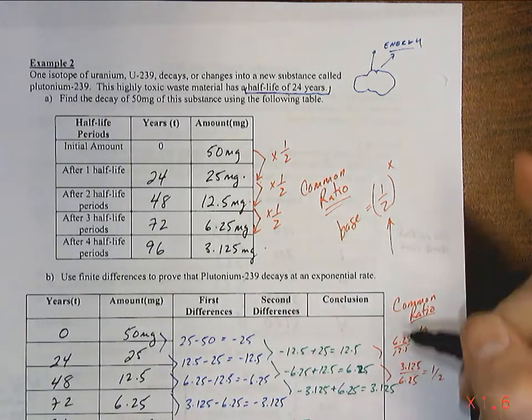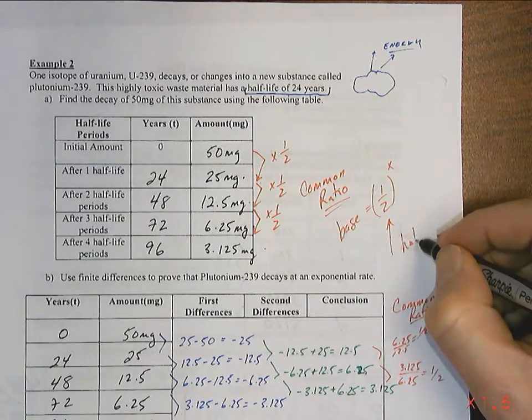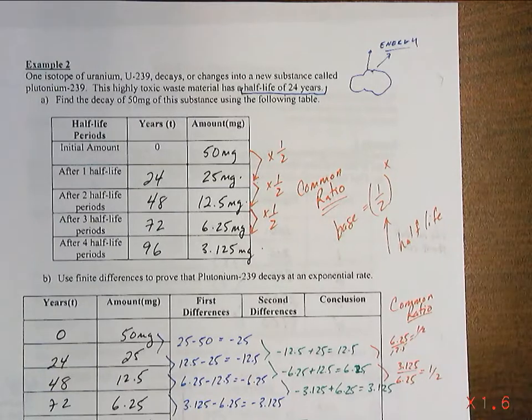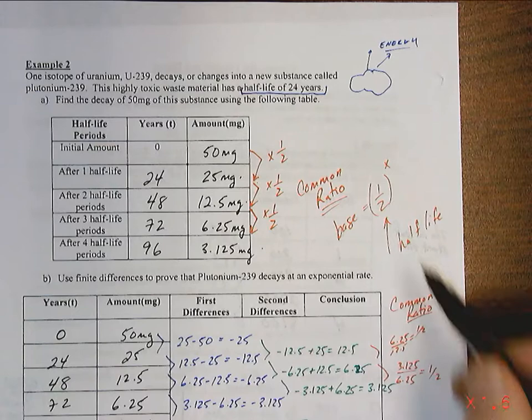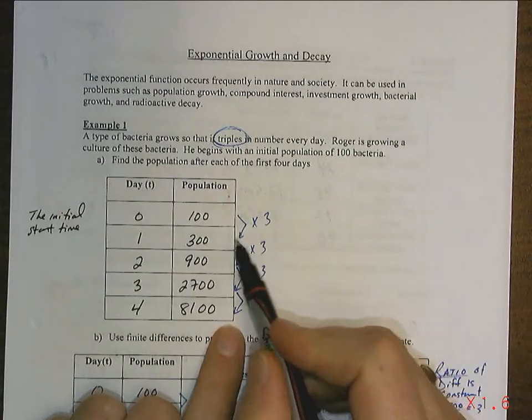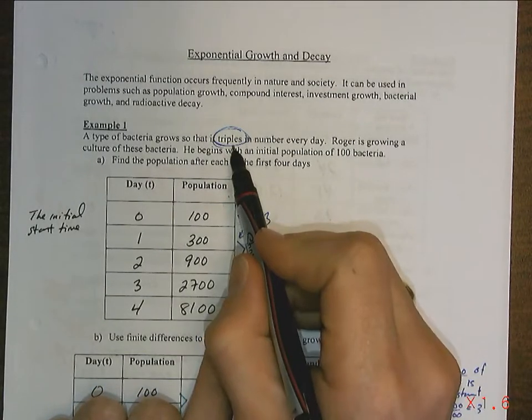Now, you've heard of half-life in chemistry. The reason why they call it a half-life is because the base is 1/2. Now, some substances have a third life, or a quarter life, or a fifth life, but this one happens to be a half-life. Looking back over here to the exponential ones, do you see how they kept going up by 3? This was tripling time.